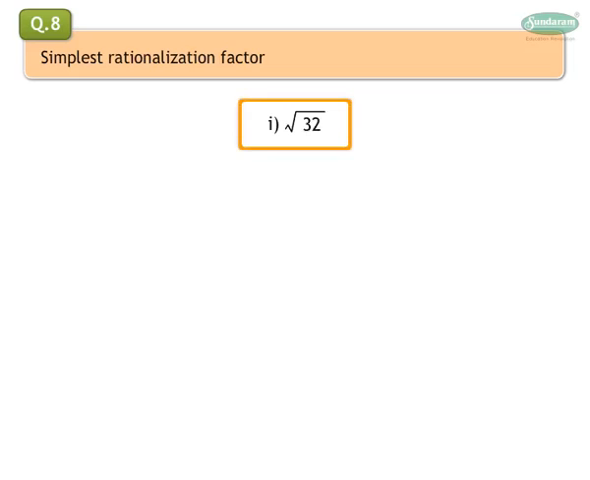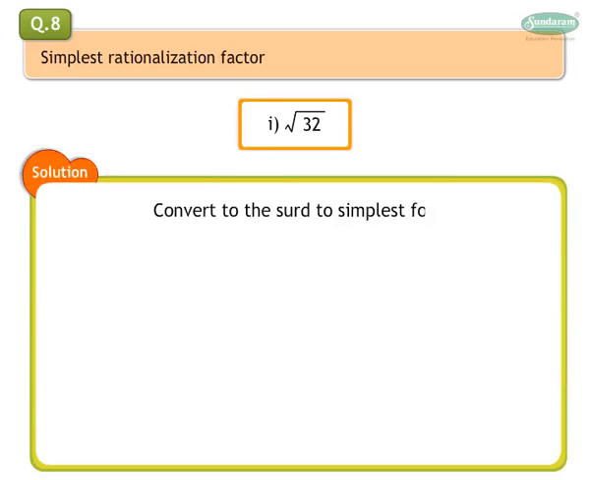Problem set 2b. Question 8. We now learn to write the simplest rationalization factor of the following surds. 1. Square root of 32. Solution. Convert the surd to its simplest form. Students, if we recall, we will first factorize 32 into 16 and 2. Now, root 32 is equal to square root of 16 into square root of 2. Square root of 16 is 4, which is a rational number. Hence, square root of 32 can be expressed as 4 multiplied by square root of 2. 4 root 2 is the simplest surd, which is equal to square root of 32.